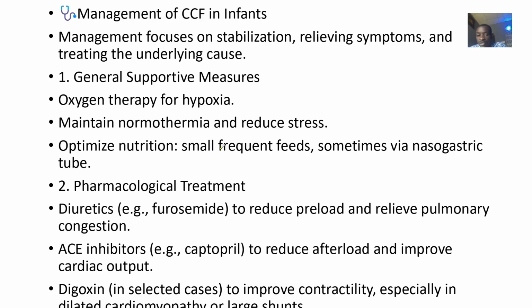Okay, so for the nutrition it is small frequent feeds. Sometimes you put in the NG tube, that's a nasogastric tube. The pharmacological treatments: you give diuretics like furosemide just to reduce the fluid levels in the body. You give the angiotensin converting enzyme inhibitors like captopril. Then you also give digoxin. That's if the heart is not pumping well, digoxin will help it to actually what? Regain its contractility again.